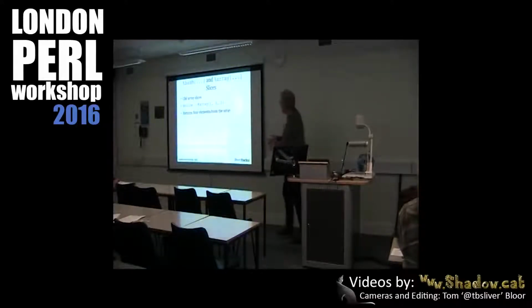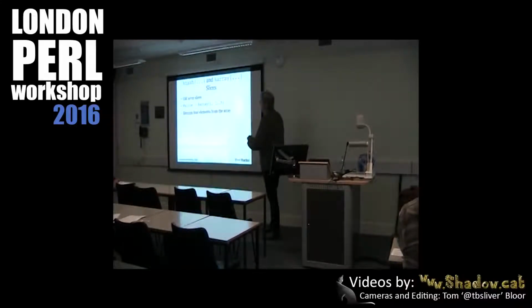What I don't have on the slide, I don't think, is that you can also use an array slice on the left-hand side of an assignment. And instead of giving you 4 values back from the array, it gives you 4 buckets in the array that you can put values into. Yeah?